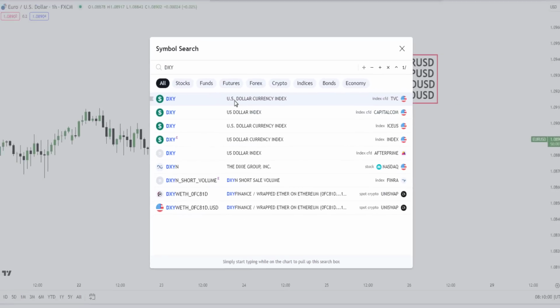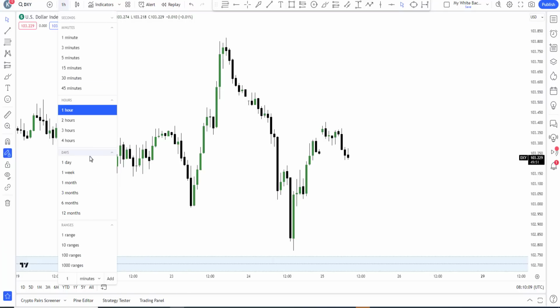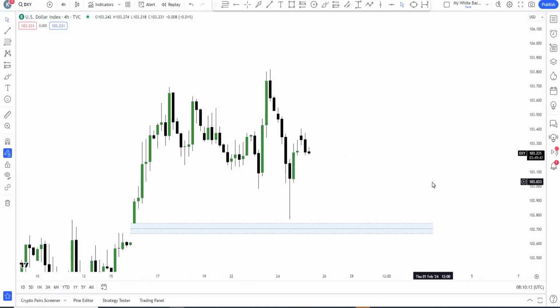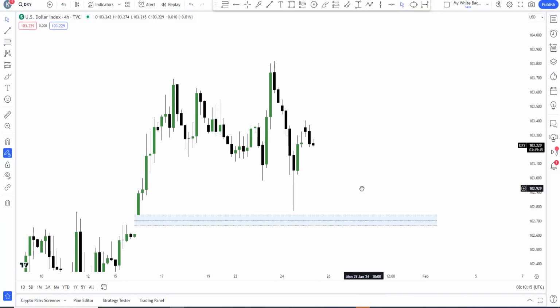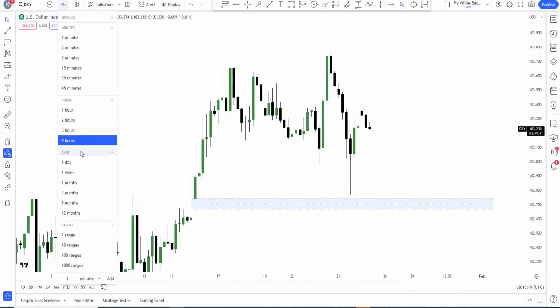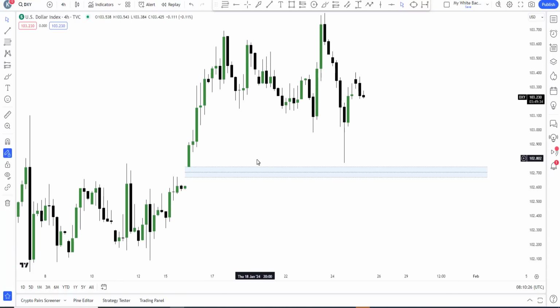I want to check what is happening to the DXY. The DXY is basically the United States dollar index, the index that measures the strength of the United States dollar. I want to watch and see what is happening. So what I have here from the 4 hour, let me check the daily. I don't want to go too deep into looking at so much data.